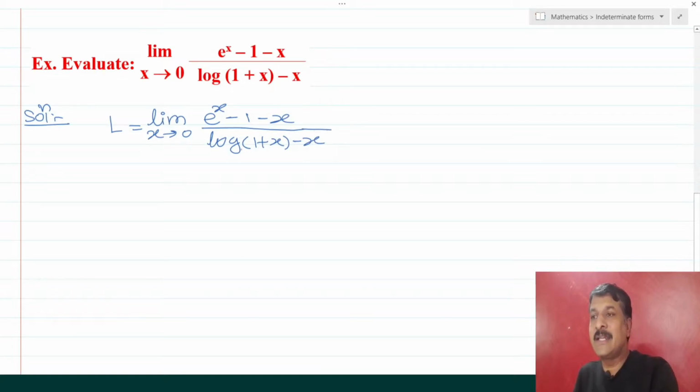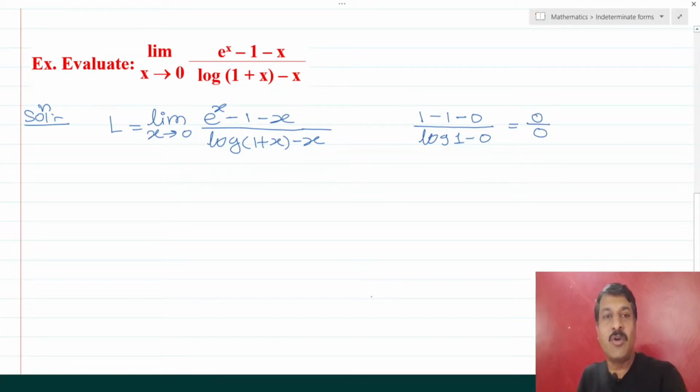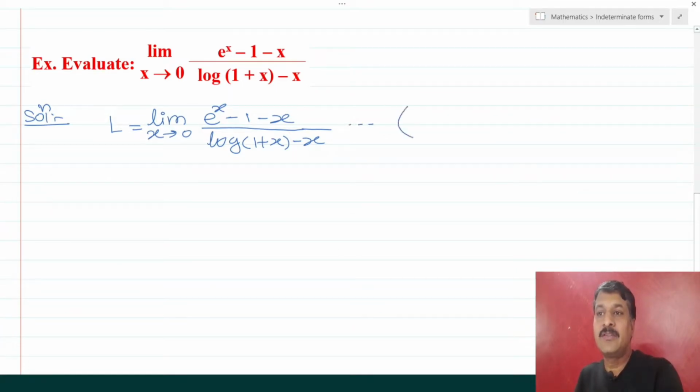Now just check the limit as x tends to 0. What is e raised to 0? It is 1, then minus 1 minus 0 if we put x equal to 0. And log 1 minus 0. What is log 1? It is 0. So I am getting here 0 by 0 form. So if 0 by 0 or infinity by infinity, we can use L'Hospital's rule directly. So here it is a 0 by 0 form. So by L'Hospital's rule.